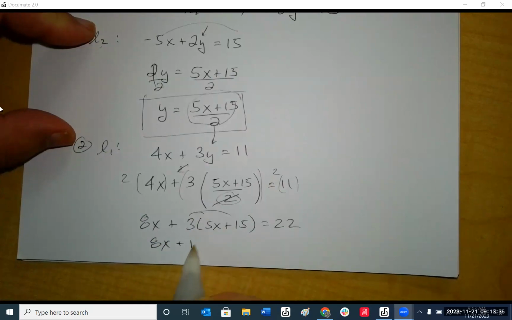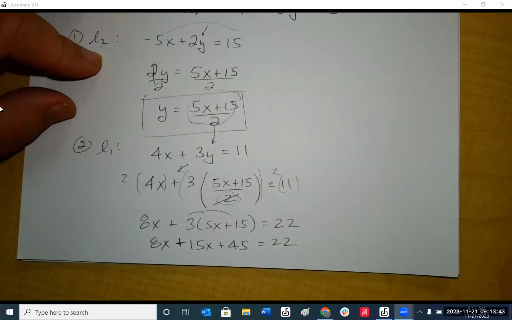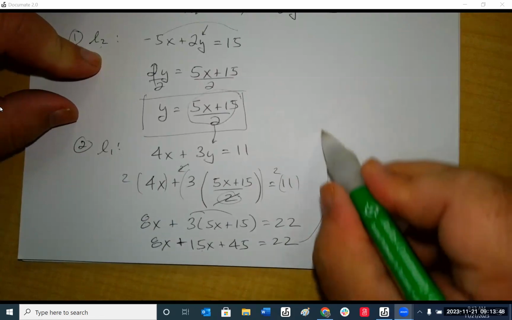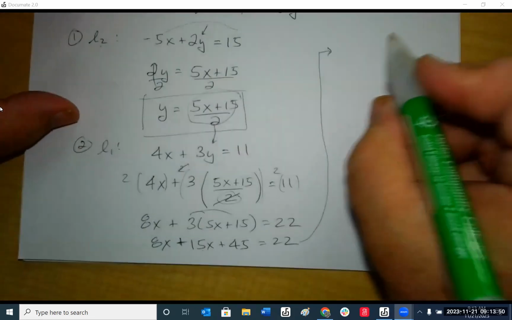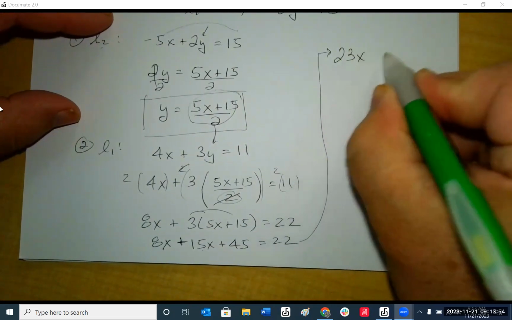Distribute, get rid of the parentheses. So we have 15x plus 45 equals 22. 15x plus 8x. Let's go over here. 15x plus 8x is 23x.